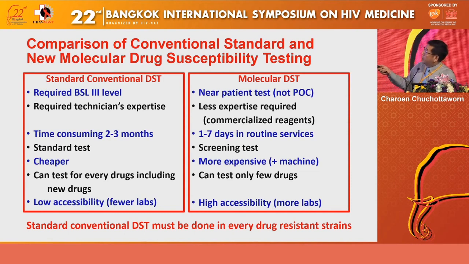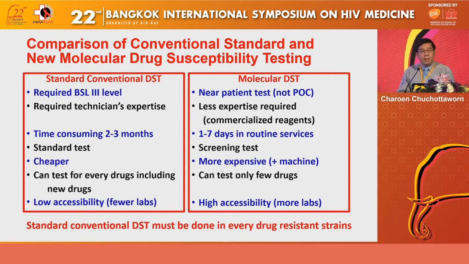But if you consider the molecular test, it's a near patient test. It's not a point of care test. Anyway, you have to send a specimen to the lab to do the test. But less expertise from the clinician is needed, because it's a commercialized test and the reagent is already calibrated by the company. And you get the result in 1 day, theoretically. But actually in routine services, like in Thailand, we guarantee the result in 7 days, in a week. So it means that in a week you can diagnose drug-resistant TB.